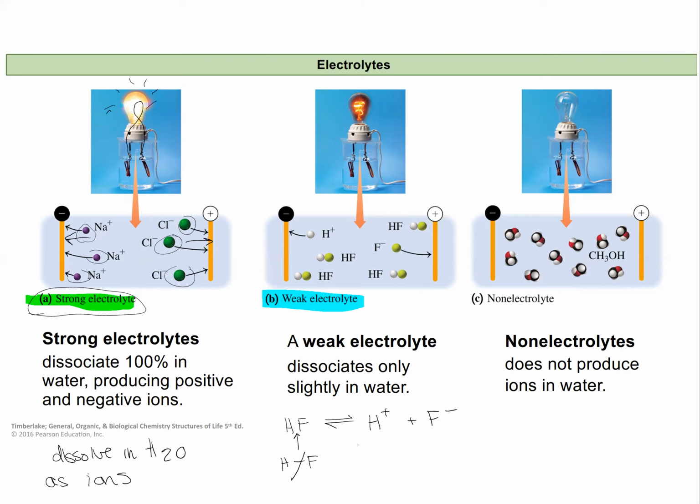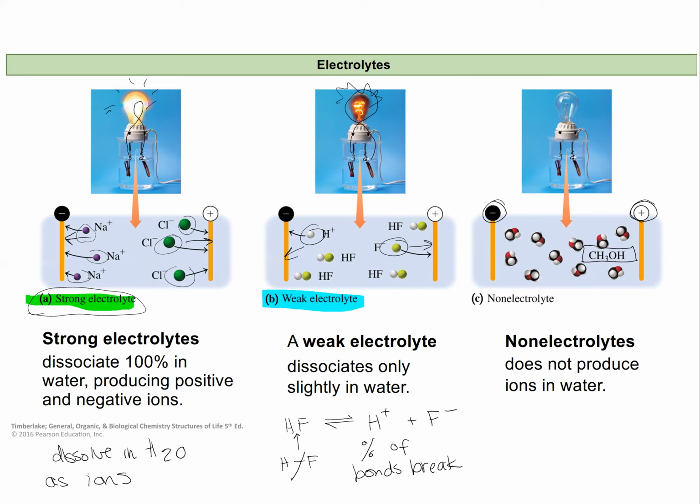And so because only a percentage of these bonds break, we will see less electricity conducted because we'll have fewer particles in solution being attracted to the positive and negative anodes and cathodes. And so we'll have less electricity flow into our light bulb and shine. And if something is a non-electrolyte, this example is methanol. It won't conduct electricity at all because we don't have any ions to be attracted to the anode and cathode that are placed in the solution.